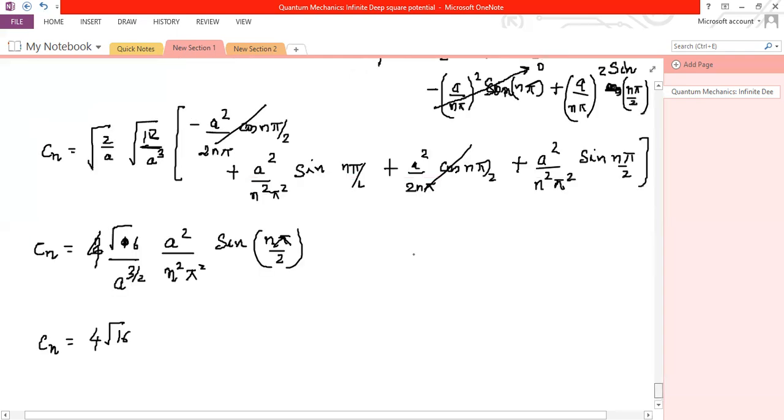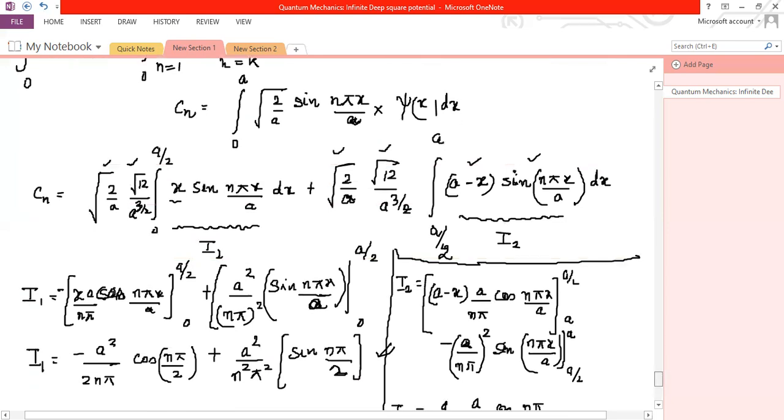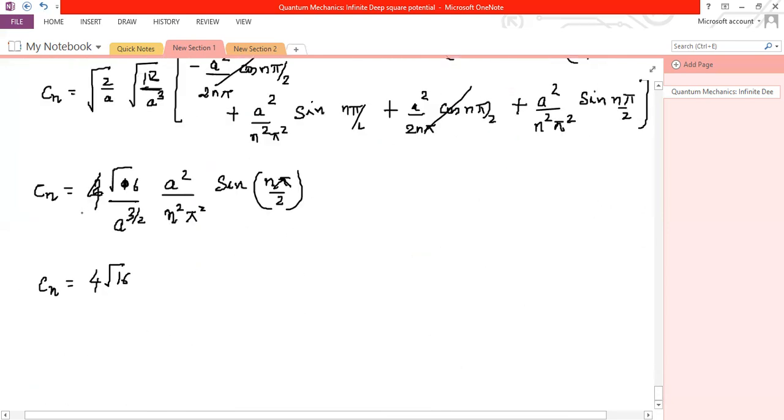Okay, so this is one portion that I need to see. Just give me a minute. I have written it wrong somewhere. Okay, this root 2 by a I also forgot. So again, one root a would also come: root a and a raised to power 3 by 2. This a square cancels out. So you get only 4 root 6. This is not 16. This is 4 root 6 divided by n pi whole square, and sine n pi by 2.